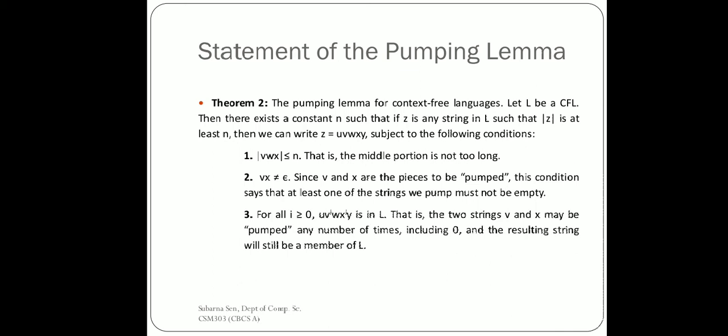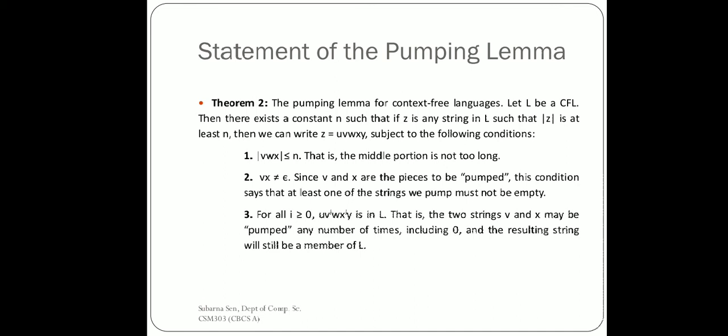Now, since we are going to pump the second and fourth parts, what is the second part? v, and the fourth part is x. So these 2 should not be empty. We have to pump, so there should be at least something in them. Now, for all i, where i is any integer greater than or equal to 0, remember, greater than or equal to 0, we can even pump i zero times. So 0 is also allowed.